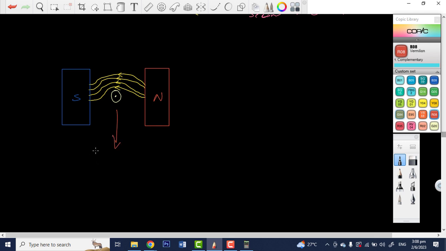So we line up our fingers. Index goes from right to left. Middle finger comes out. So the thumb will point down. So that's that.